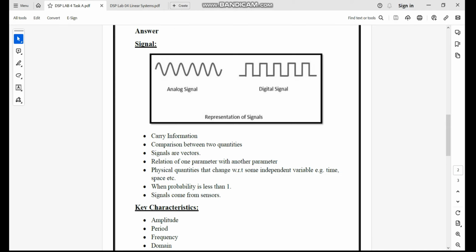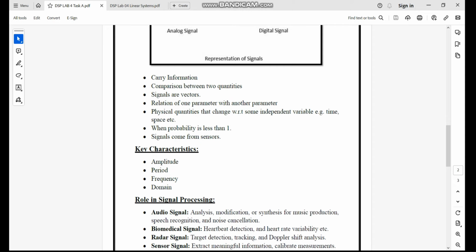Signals come from sensors. There are various key characteristics of a signal, which include amplitude, period, frequency, and domain. So what is amplitude? Amplitude is the height or intensity of the signal measured in units such as volts, amperes, or watts. Period: the amount of time it takes for the signal to complete one cycle, measured in units such as seconds, milliseconds, or microseconds. Frequency is the number of cycles per second measured in units such as hertz, kilohertz, or megahertz. Domain: the mathematical representation of the signal such as time, frequency, or Laplace.